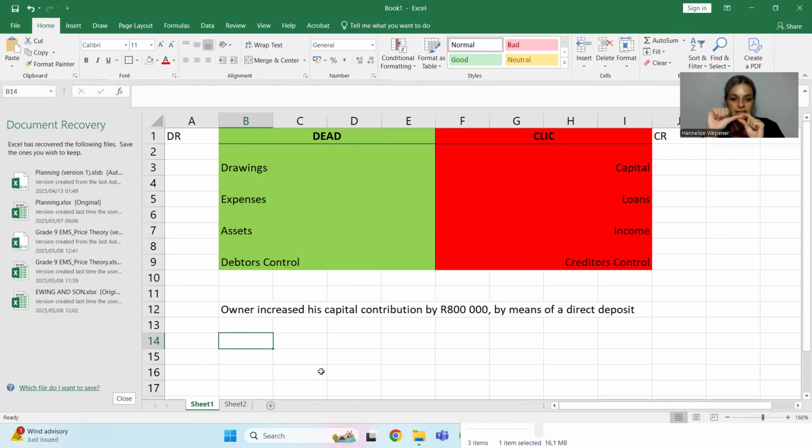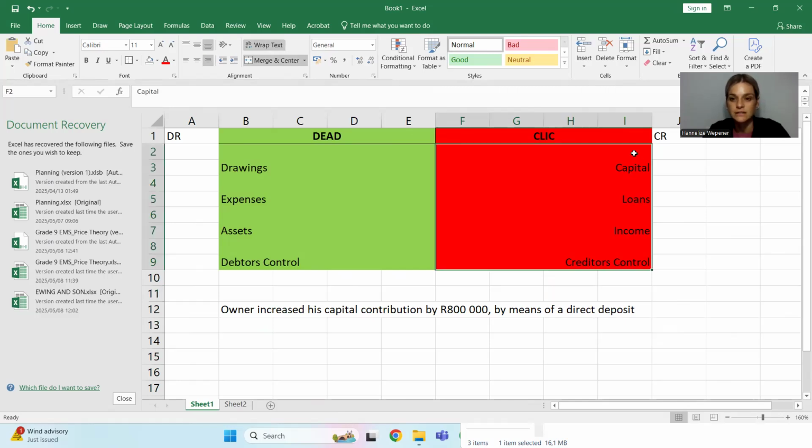So we have capital, that's an account. And then this was done by means of a direct deposit. So in other words, the business received money directly into their bank account. So bank. So we have capital and we have bank. So the owner has now increased his capital. Therefore, I'm going to credit capital, right? Because credit capital means I now have more. I've increased that. And then the other account is bank.